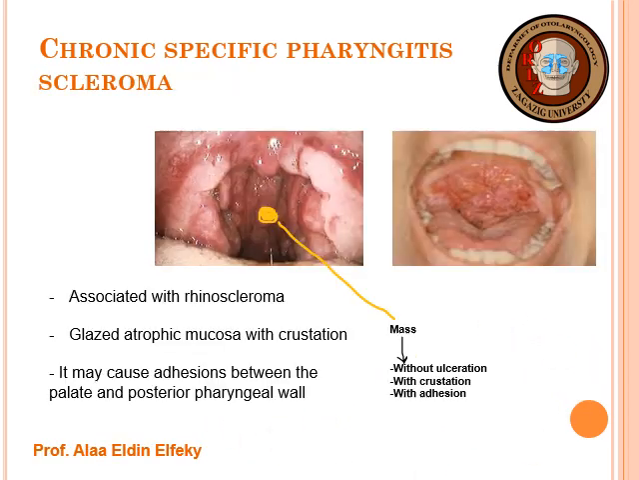Now we have to just review scleroma. The complete discussion of scleroma is in the nose, but scleroma may also affect the pharynx, usually associated with rhinoscleroma. There is glazed mucosa with crusts, and a mass without ulceration. Scleroma never ulcerates, but in TB and syphilis there is ulceration. So in scleroma there are especially crusts, no ulceration, but adhesions, and the adhesions may be between the posterior pharyngeal wall and the palate. Thank you.